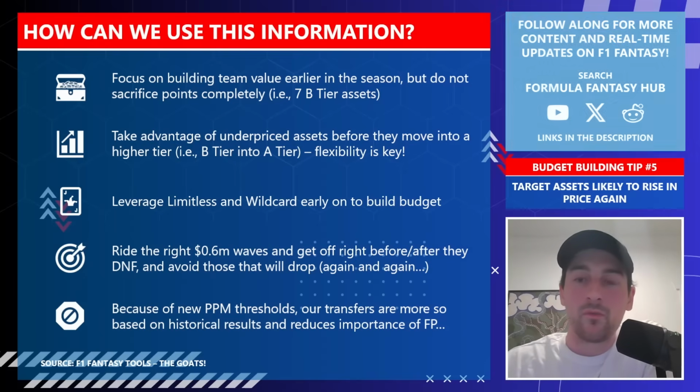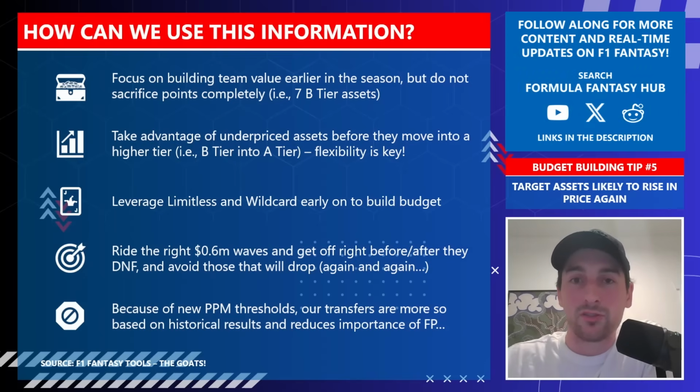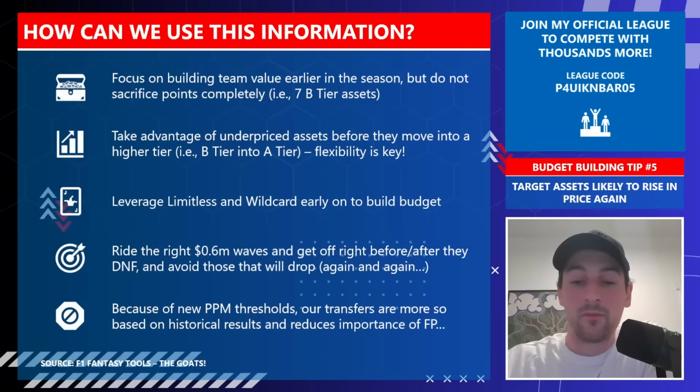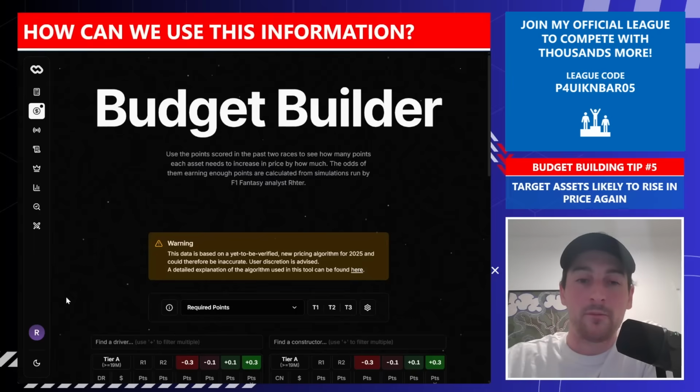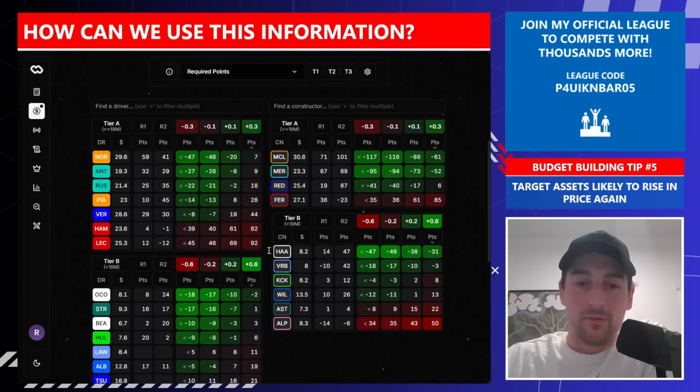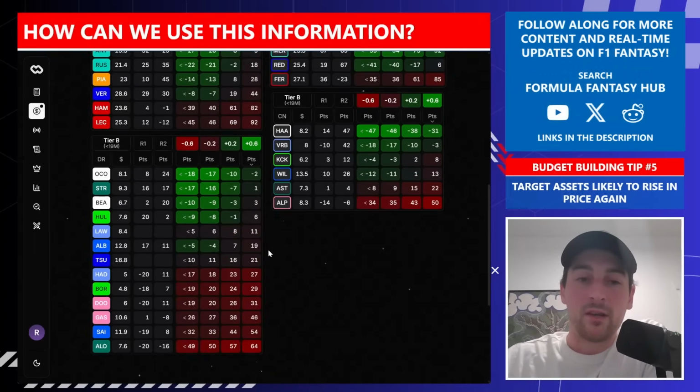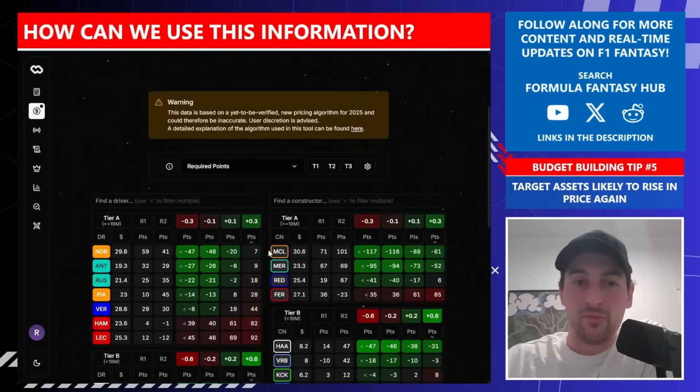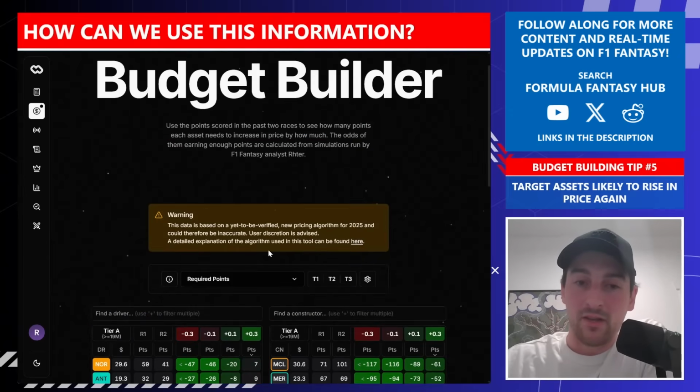And regardless of whether the asset is actually good on track, it doesn't sometimes even matter in some cases, simply because they just don't have to DNF to get a price rise. And I'm going to bring something up from F1 Fantasy Tools to hopefully explain what I mean by that. I've obviously cited them on the bottom of the page just before, but an example of what I mean by that is this budget building tab that these guys have created on f1fantasytools.com.